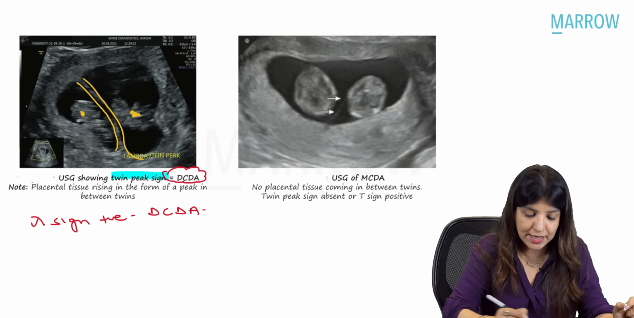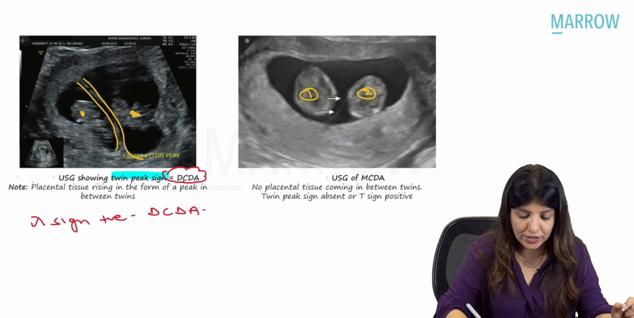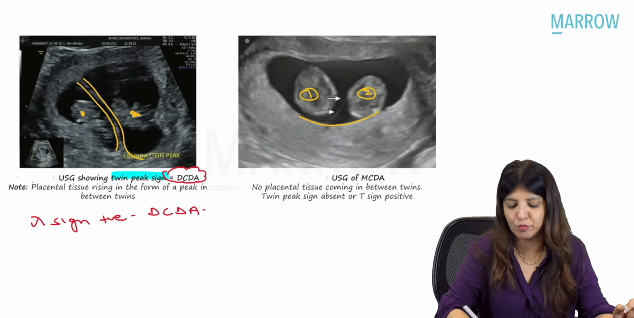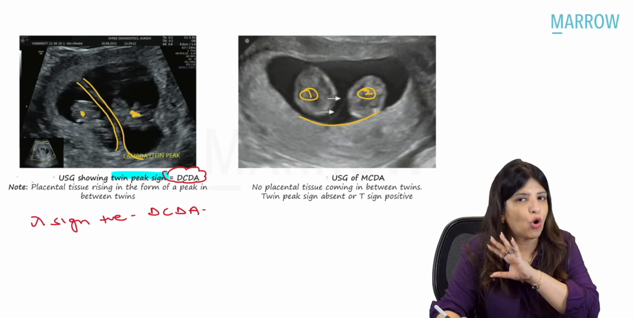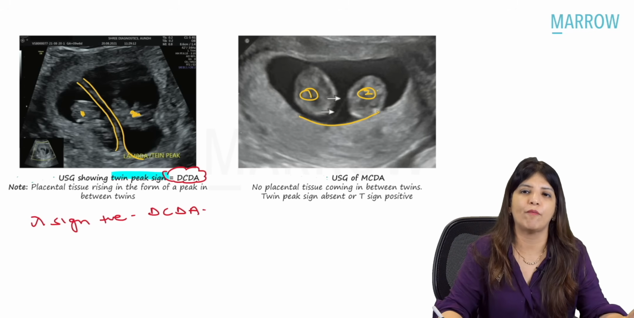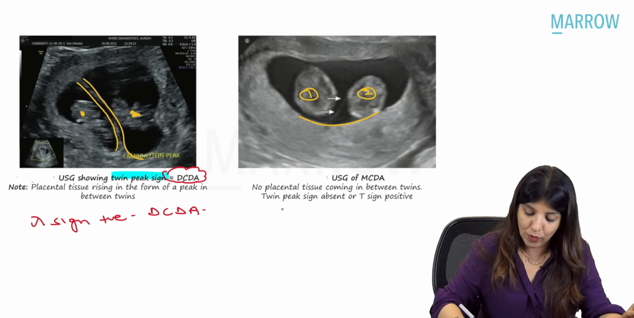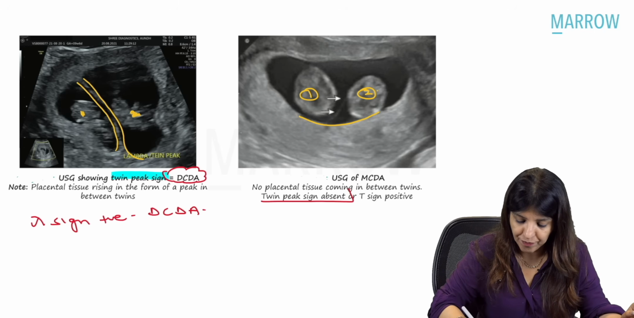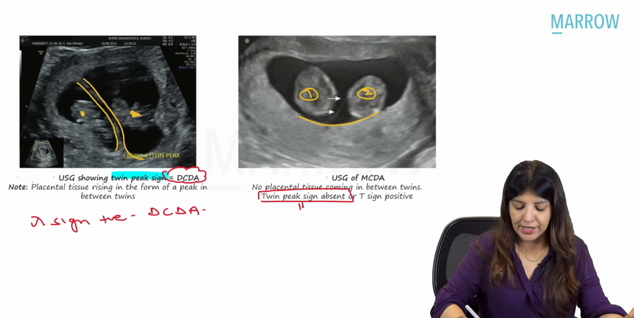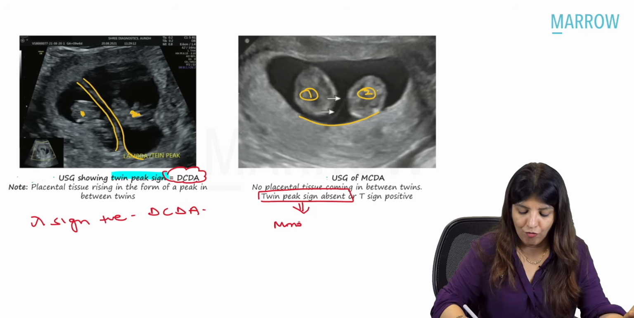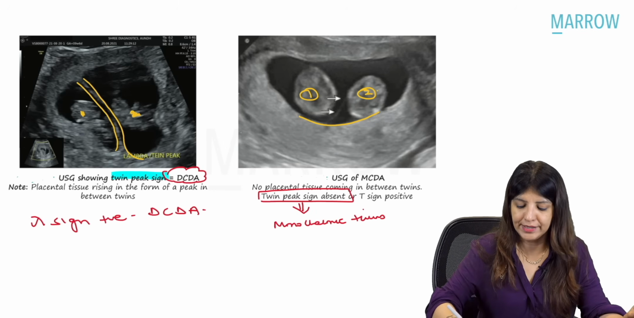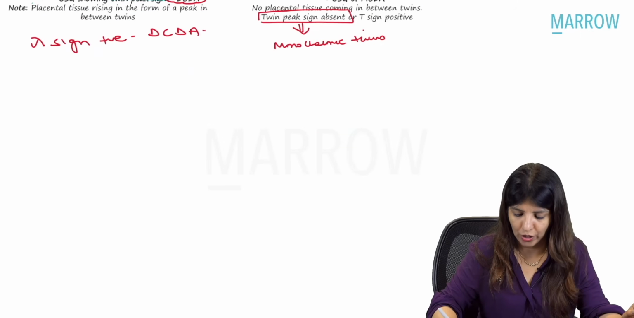But if you are seeing twins, so this over here is first twin, this is second twin, and this over here is placenta. Placenta is not coming in between the two twins in the form of a peak, and that is why this is twin peak sign negative. Right? It is seen in case of monochorionic twins.